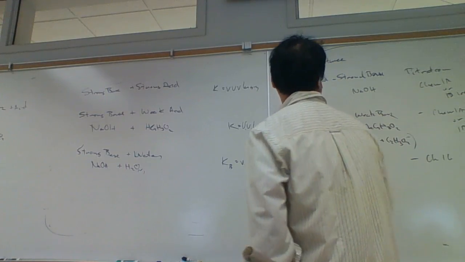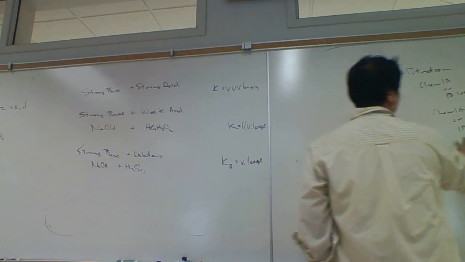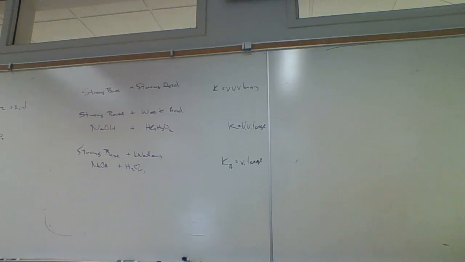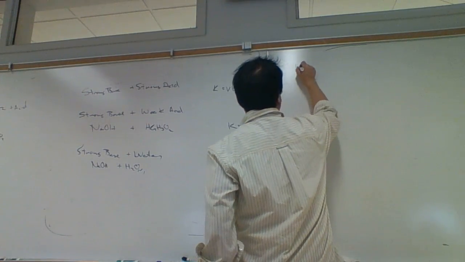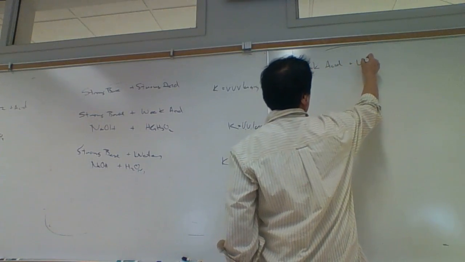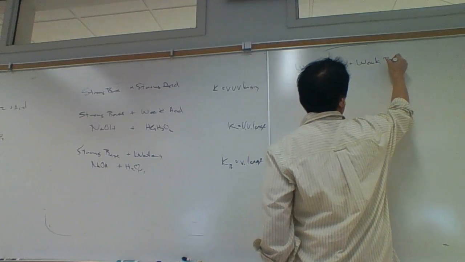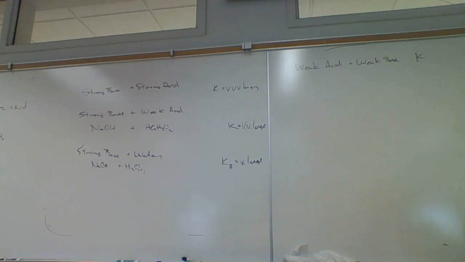Now the complication comes here, and that's what we're going to talk about now. What happens when we have a weak acid and a weak base? What's K for that? Let's take a weak acid plus a weak base. K is small. Is it very small? No, it's just small. I don't know what it's going to be.